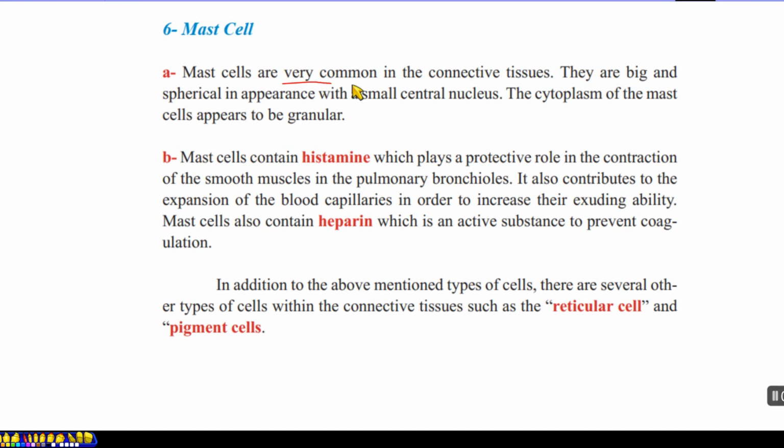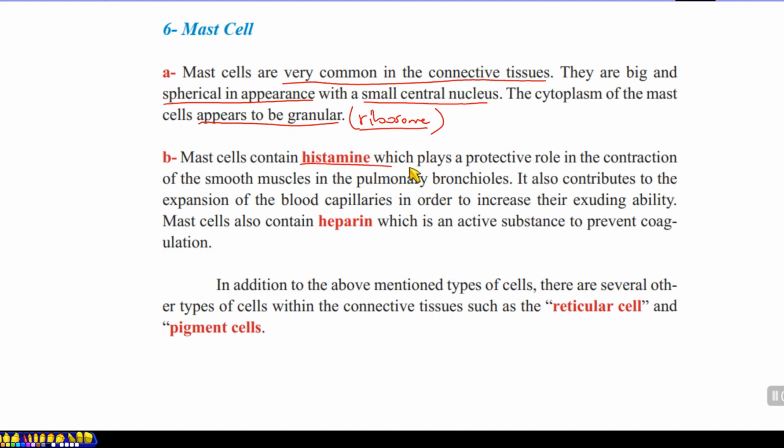Mast cells are very common in connective tissue, though the most common type of cell is the fibroblast. They are big and spherical in appearance with a small central nucleus. The cytoplasm of the mast cell appears granular. Granular means there are ribosomes, these granules, in their cytoplasm, and if we see ribosomes, it means they have the ability to produce large amounts of proteins.